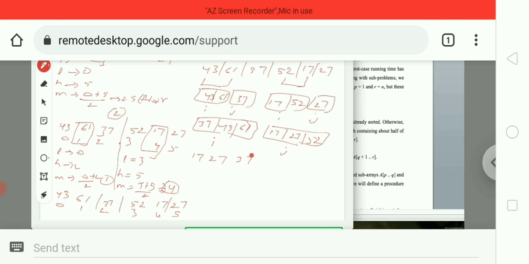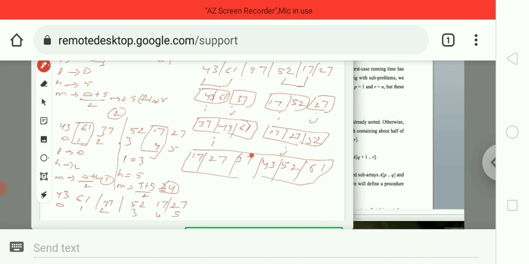So 52 is the largest, so 43 will remain constant. And again 61 with 17. So we already placed it, 27 and 52. So compare it to 61, 52 is small. So that's why we placed it first. At last 61. So now the sorting technique is completed.